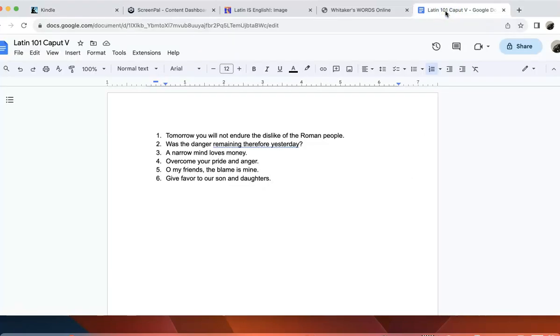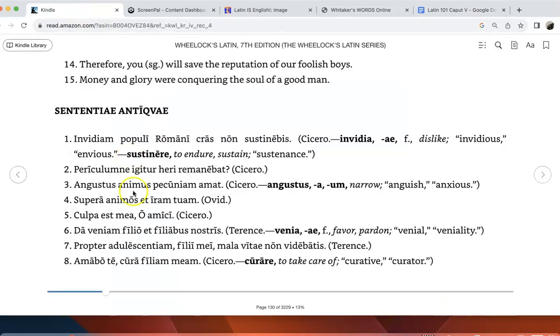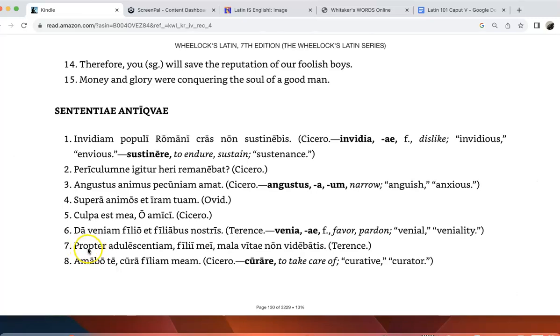So let me write that here. Because of adolescence, my sons, you were not seeing the evils of life. I tend to keep it rather literal. Again, we're not publishing this for Princeton University, so we don't need to worry too much about the English. It's just easier to teach and learn, keeping it literal. Styles a little bit differently, different subject if you think about it. So propter means because of adolescence.